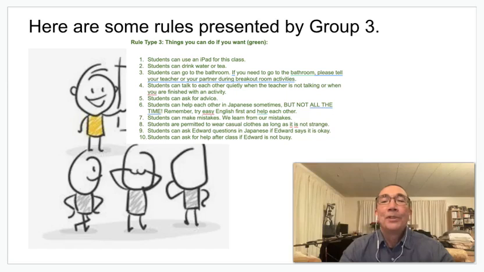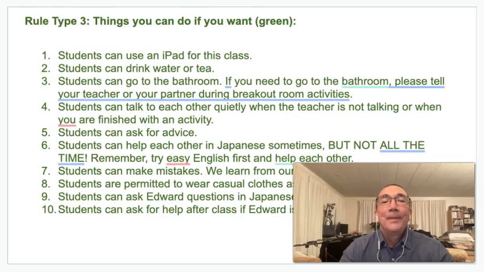Here are some rules presented by Group 3. Things you can do if you want. So number 1 says students can use an iPad for this class. Okay, we'll talk about that. Students can drink water or tea. Yes, I think that's okay. And number 3 says students can go to the bathroom. If you need to go to the bathroom, please tell your teacher or your partner during breakout room activities.